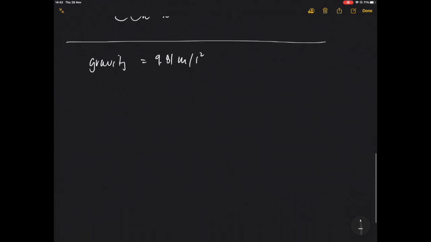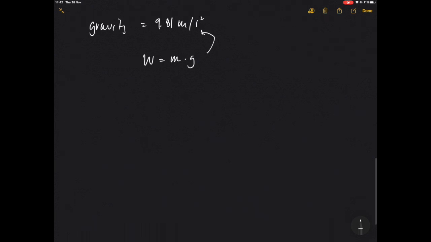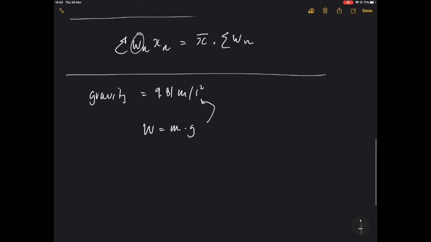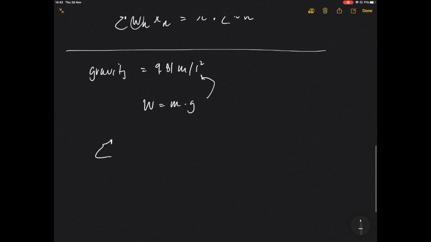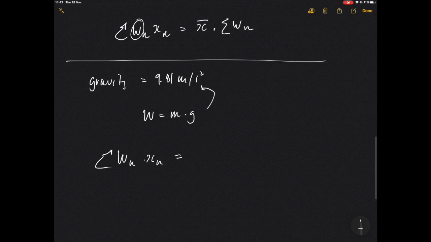So we can say that our weight is equal to the mass of something times the gravity. So this is just our gravitational constant of 9.81. For example, if we're on the moon, our gravitational constant is about 1.6. That would mean we would weigh less on the moon, but our mass would be exactly the same. So how does this affect the equation that we've just looked at? I've just said that our equation is our total weight multiplied by our distance is equal to x bar multiplied by our total weight again.